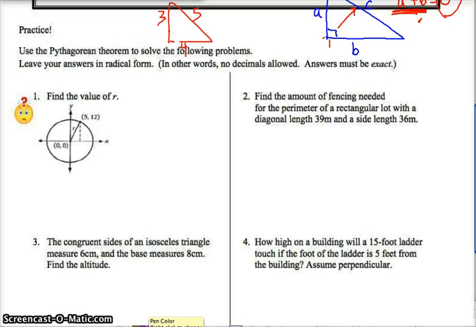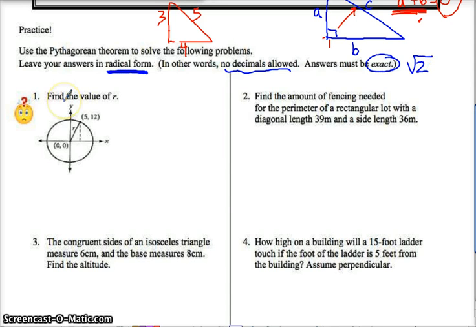So this first one, it's a coordinate system here. Well, let's read the directions, I guess. It says, use the Pythagorean theorem to solve the following problems. Leave your answers in radical form. In other words, no decimals allowed. Your answer must be exact. So if you get square root of 2 as part of your answer, don't push and get a decimal answer with that. Just leave it as square root of 2.